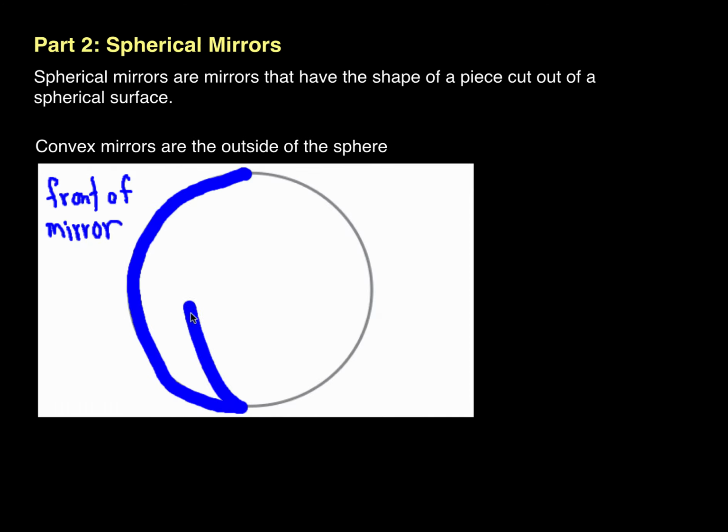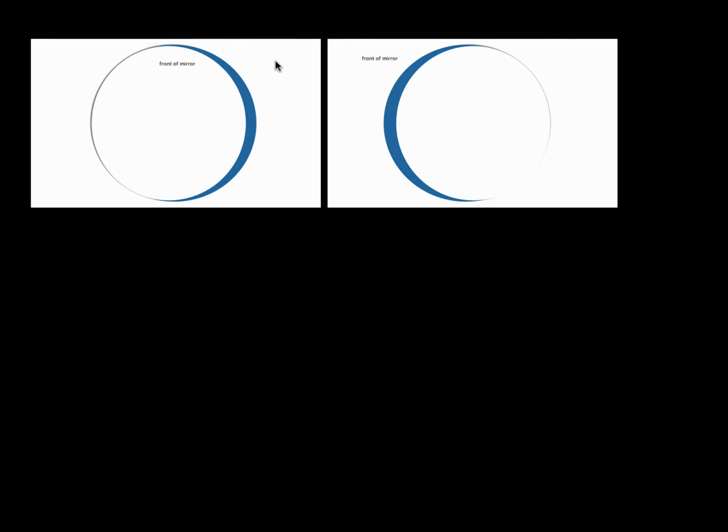Convex mirrors are the outside of the sphere. Before we can solve problems with spherical mirrors, you need to know some spherical mirror vocabulary.